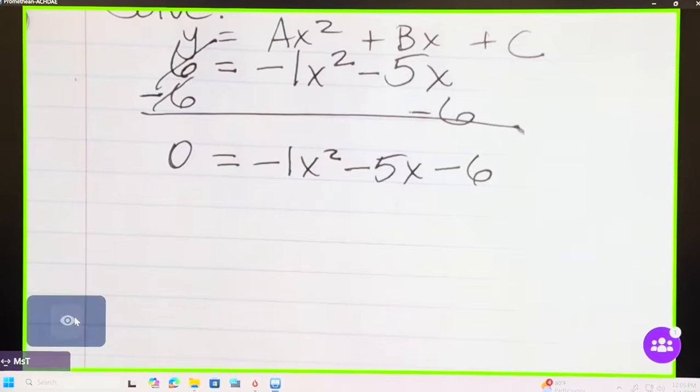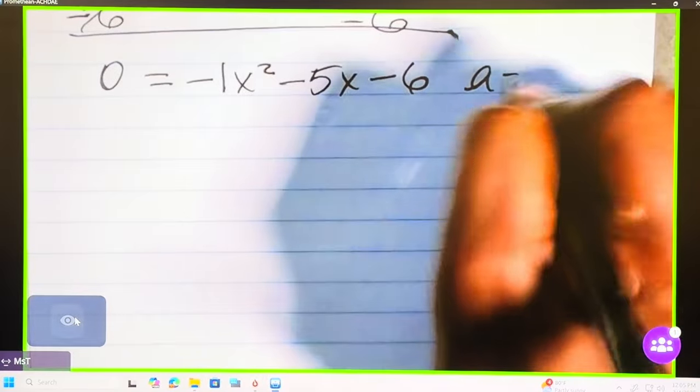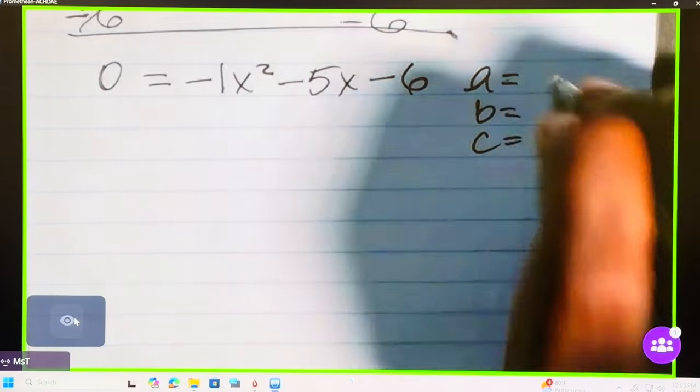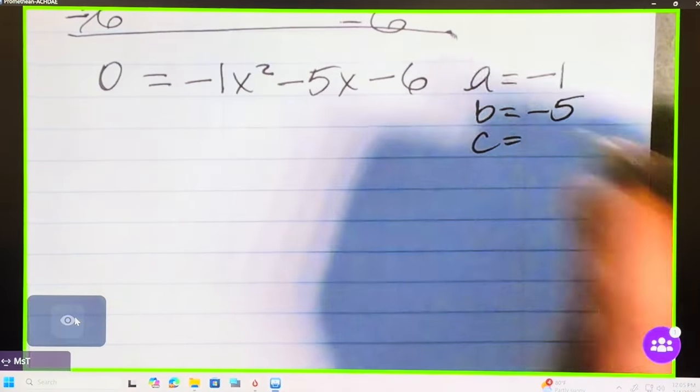Everybody good on that? Now let's go to identifying our A, B, and C. Now that it's in standard form, we can pull out our A, B, and C. What's our A? Negative 1. What's our B? Negative 5. What's our C? Negative 6.